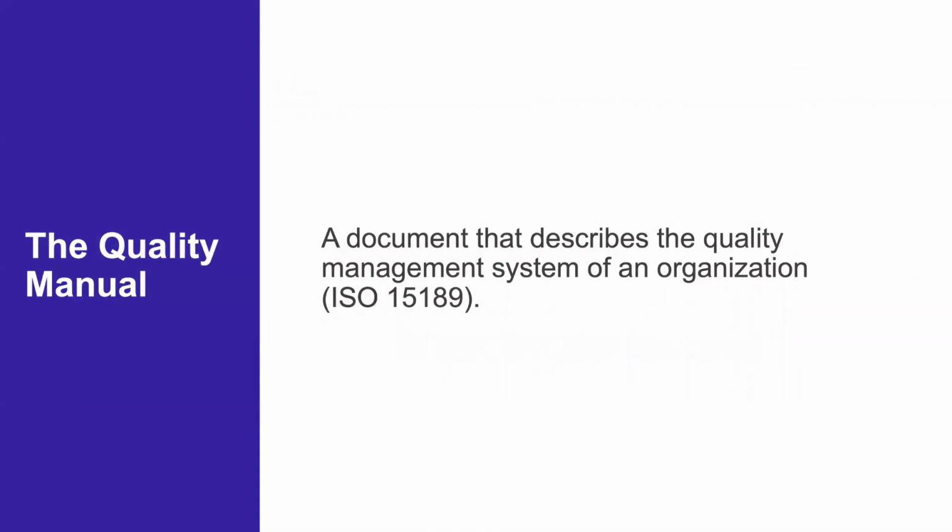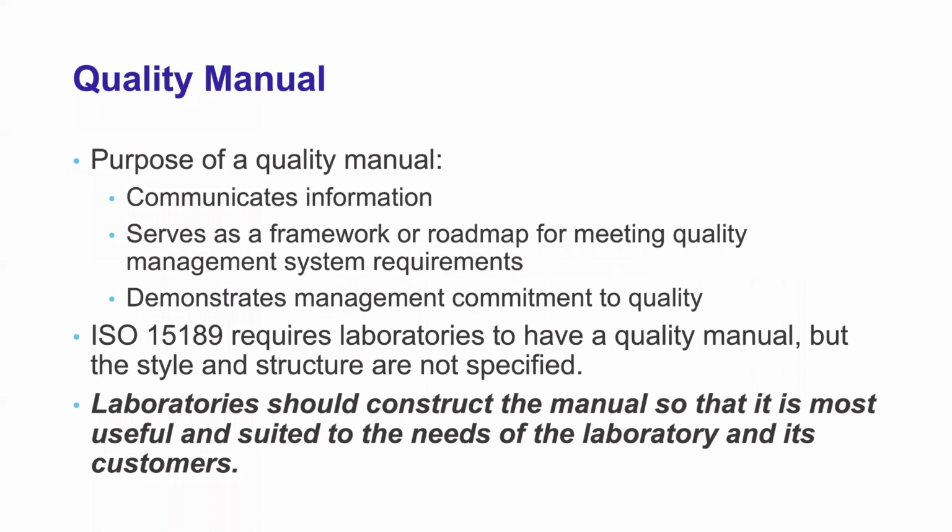So the quality manual. Remember, the quality manual is a component of the policies, and it's a document that describes the quality management system of an organization. The purpose of a quality manual is to communicate information. It serves as a framework or a roadmap for meeting quality management system requirements. So all of those 12 quality management essentials, policies around those essentials, should be included in the quality manual. And the quality manual is really a reflection of the management's commitment to quality.